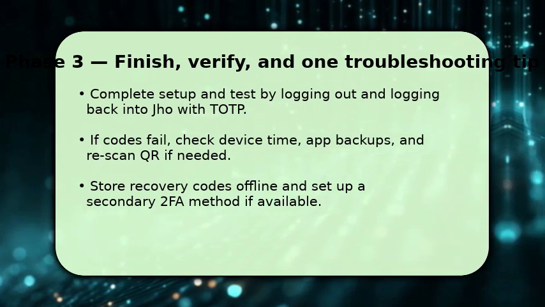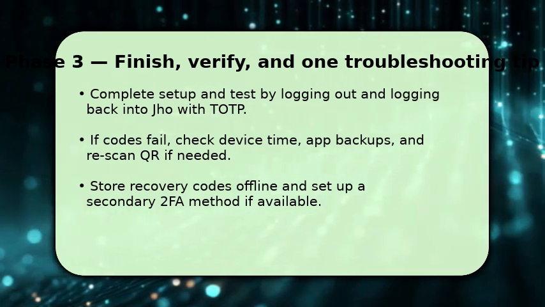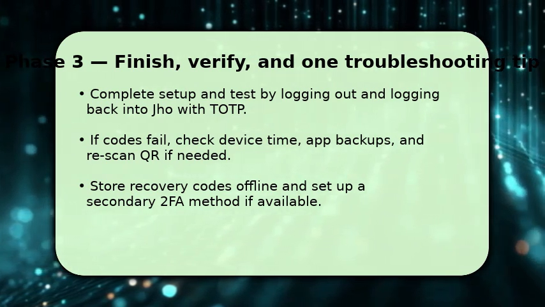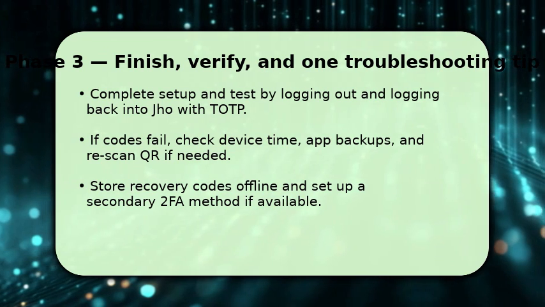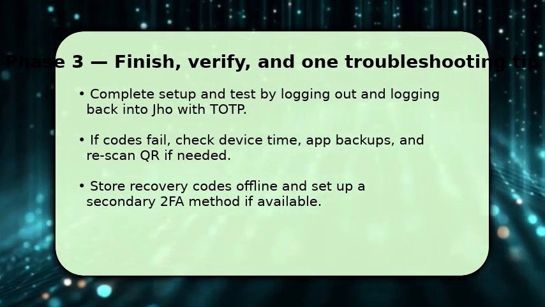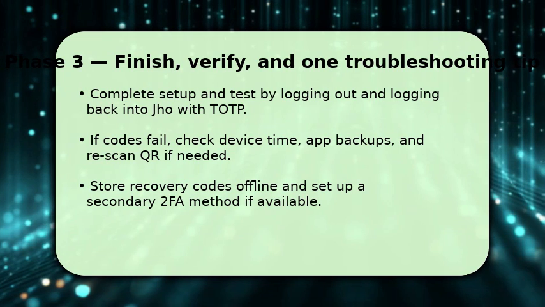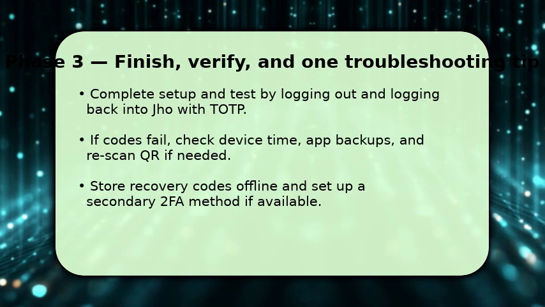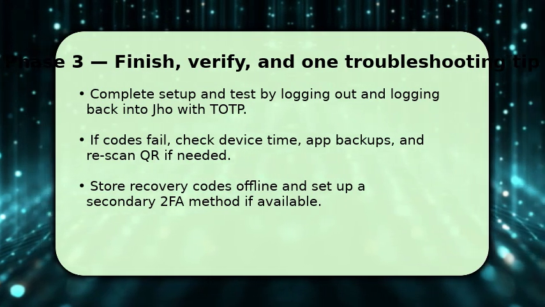If the code is rejected, first check your phone's time settings and ensure automatic network time is on. Most failures are time drift. If problems persist, rescan the QR or restore from app backup and use saved recovery codes to access your account. Finally, set up a secondary 2FA option to avoid lockout and store recovery info offline.